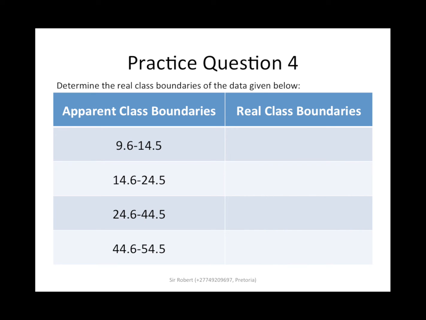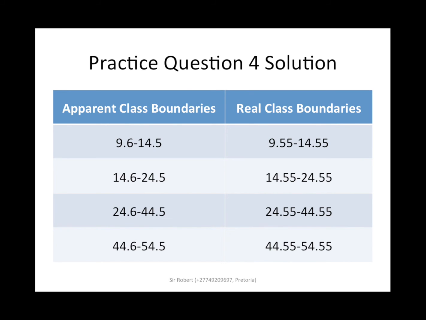Okay, I think you've worked it out on your own. So let's check out the solution. The apparent class boundaries: we use the same formula. You go to this one and this one, the last in the previous class and the first in the following class. So 14.6 minus 14.5, you get 0.1. 0.1 divided by 2, you get 0.05.